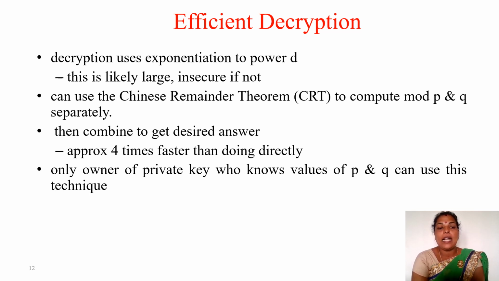computation. Only the owner of the private key, who knows the values of P and Q, can use this technique, because who can easily find out? Whoever is generating the key. So the private key owner only generates the key, because he only knows the method. So he just generates the keys and publishes the public key and keeps the private key confidential or secret. So he only knows the values of P and Q also.